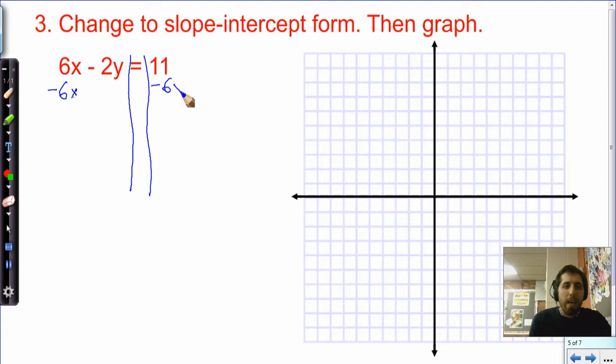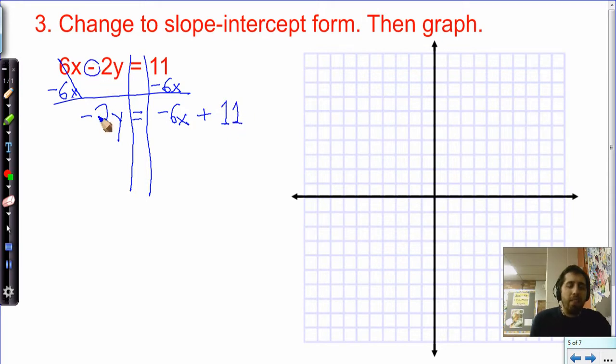I cannot combine these. These don't go together because they're not like terms. 11 is just a number. Negative 6x is a number of x's. So negative 2y equals, and I know that it's mx plus b, so we'll put the x term first, and that was a positive 11. Now what I want you to realize is that this negative sign fell down. That goes with the 2y. That's something people often forget.